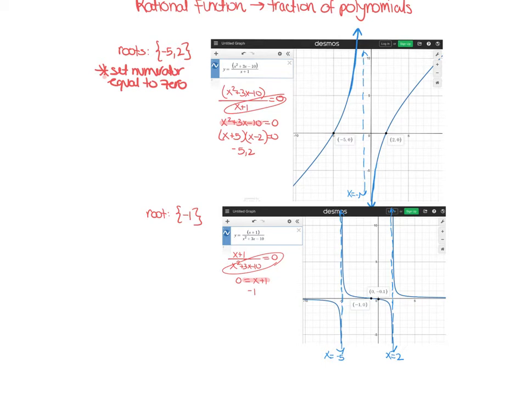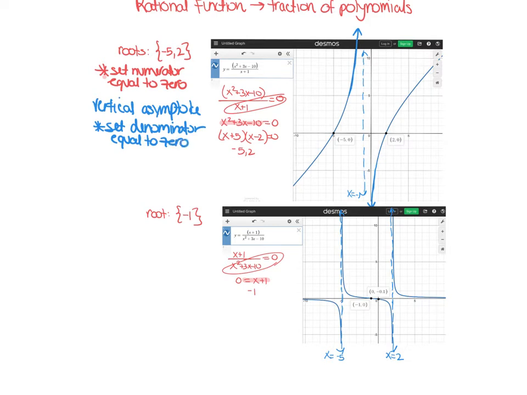Because if you think about it, what makes a function undefined? When your denominator is 0, we can't divide by 0. That is undefined. So to find what we call our vertical asymptote, and it's really important to make sure that you write your vertical asymptote as the equation of a line, you set your denominator equal to 0.